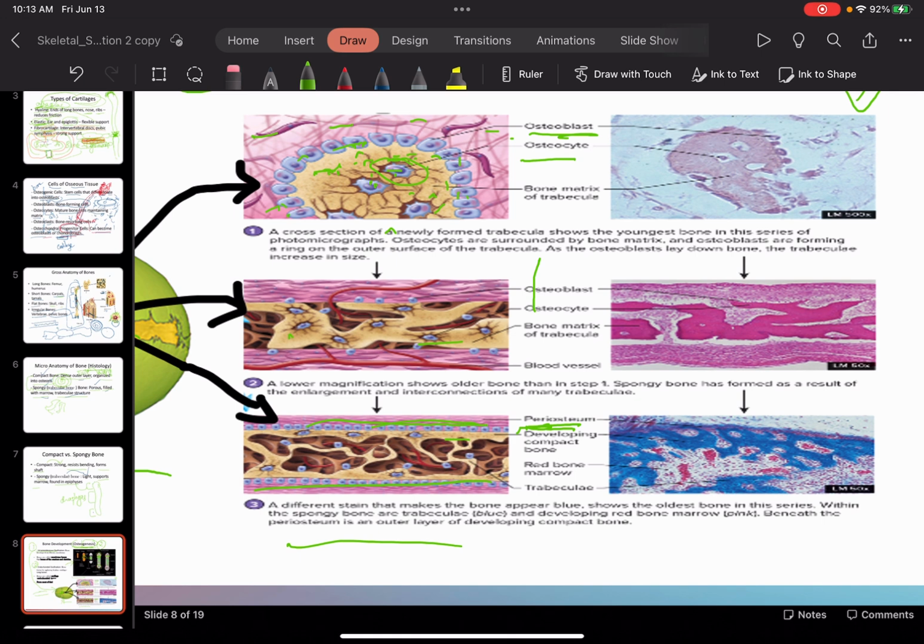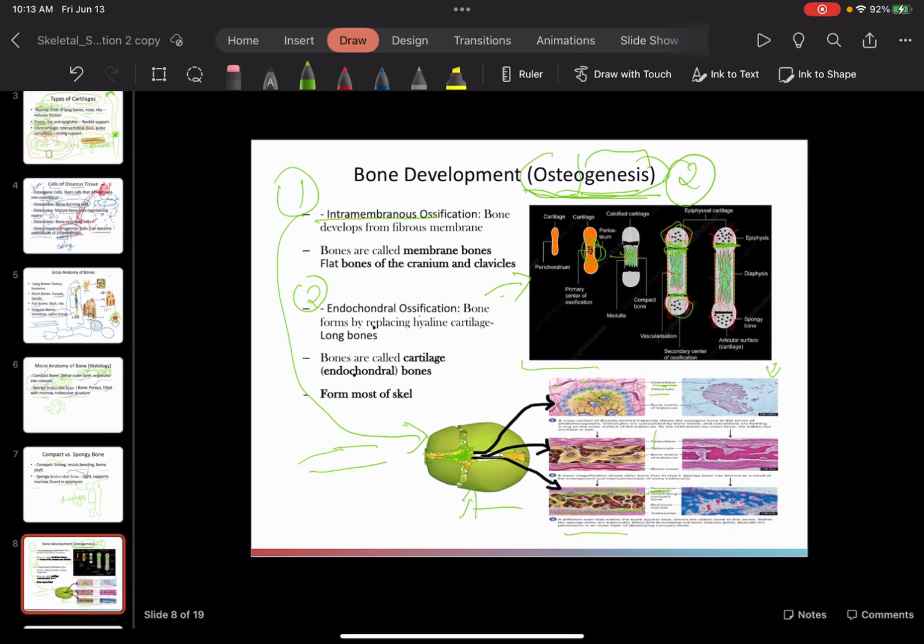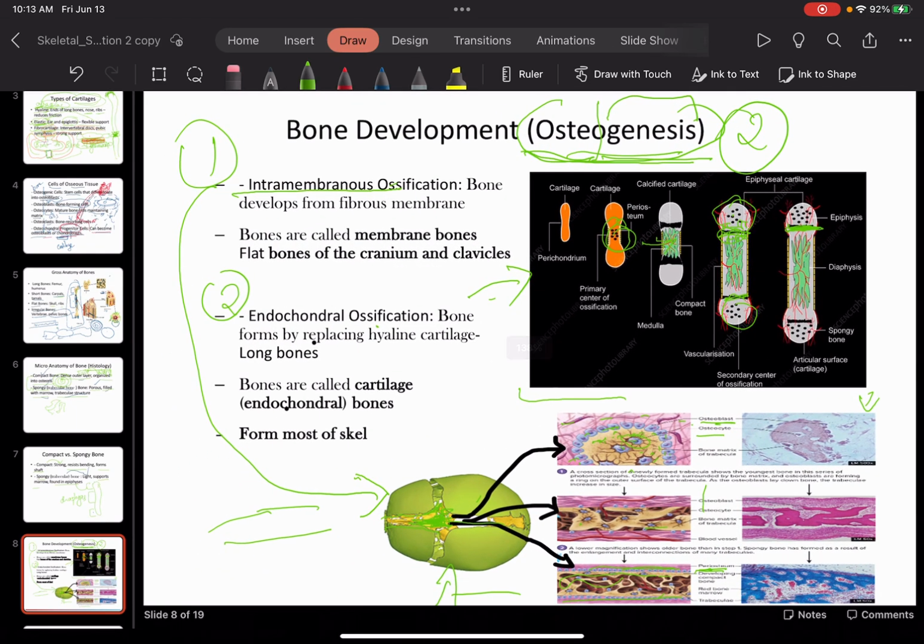Then around that there are cells, osteoblasts and then osteocytes. They are developing the bone, calcifying the cartilage, and it becomes the bony part. This is calcified and forming bone. There are a lot of trabeculae, you can see porous areas and so on. That is the formation of intramembranous ossification.